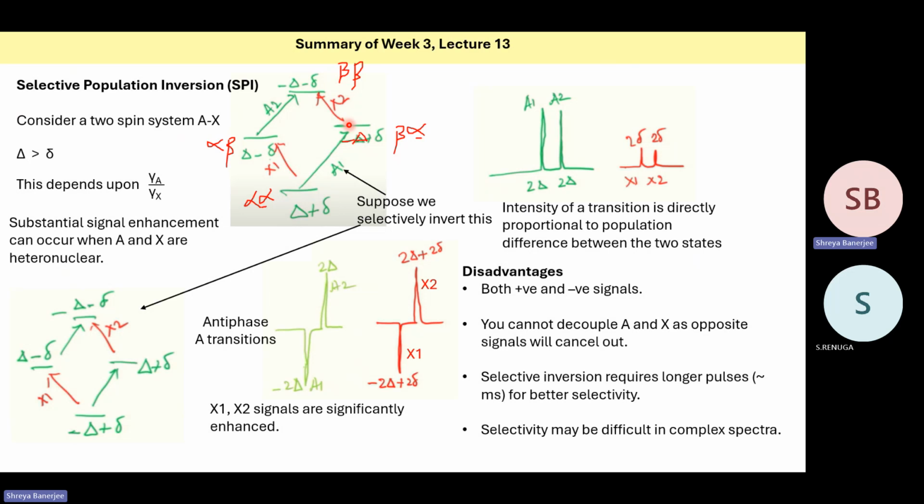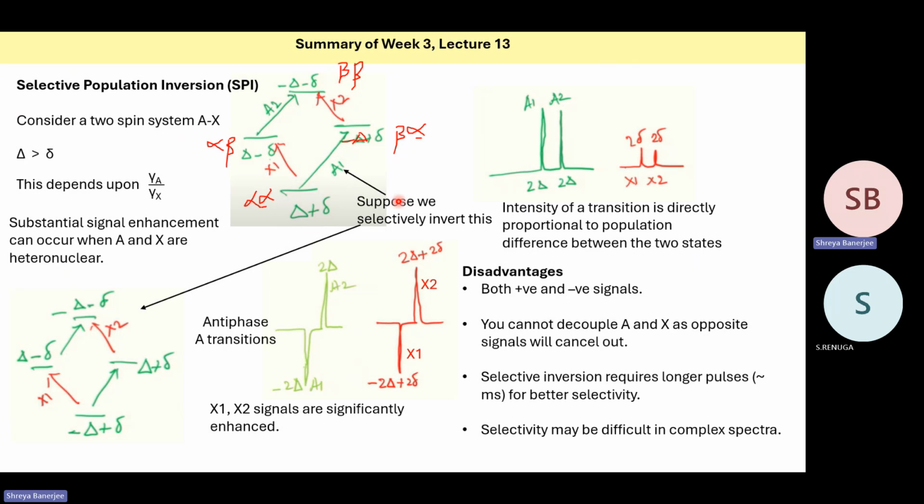And in case of X1 and X2, the population difference is 2 small delta. So this is how the spectra is expected to appear. Here we have taken one assumption. We have assumed capital delta is greater than small delta. And that is why the signal with 2 capital delta intensity we have shown as greater. That is one assumption we have taken.